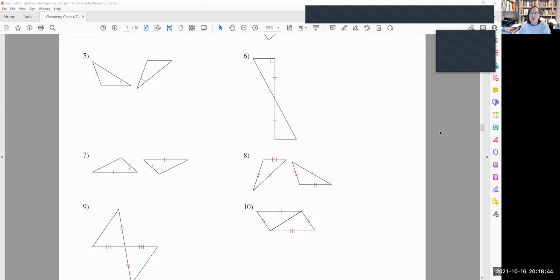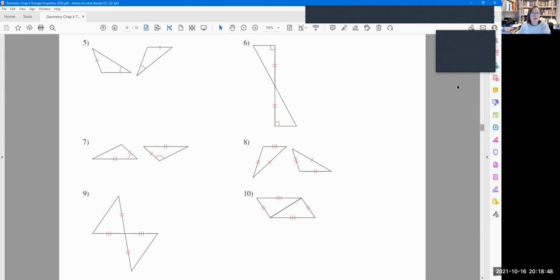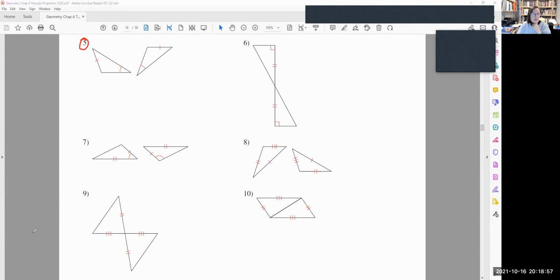All right. Number 5. Take a look at number 5. Tell me what you think about number 5, or think on your own. Okay. We cannot determine congruence with these because remember, we need 3 letters and we only have two. We got a side and an angle. Maybe they are, maybe they aren't.